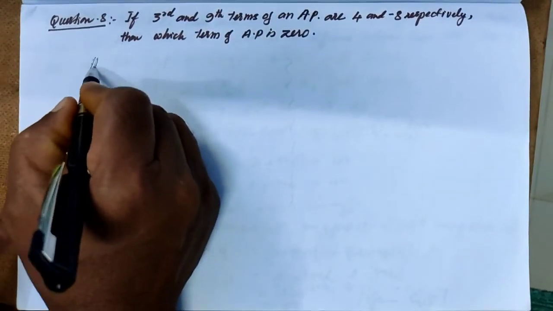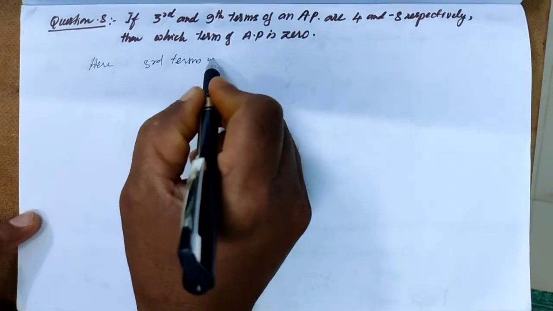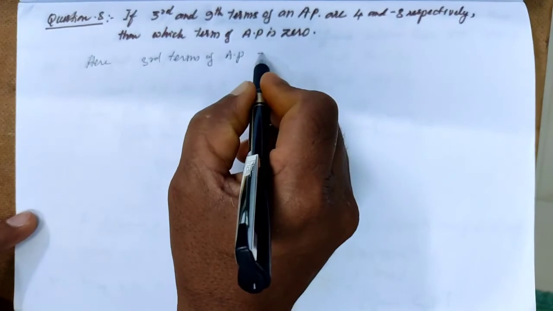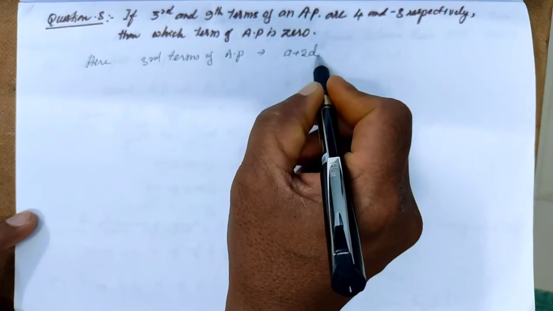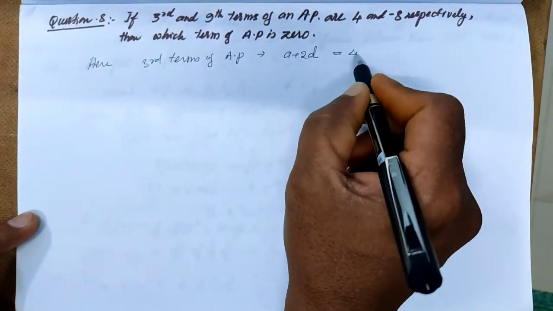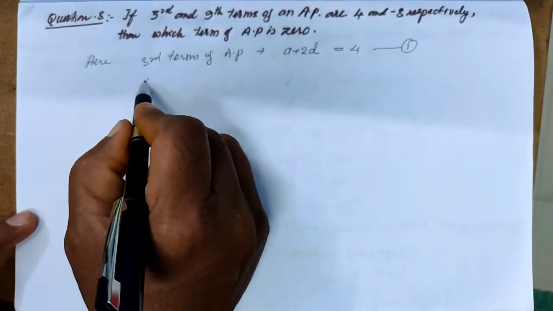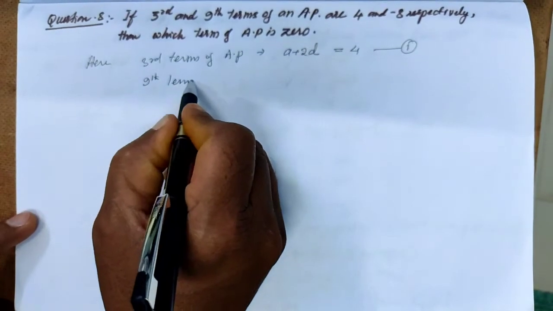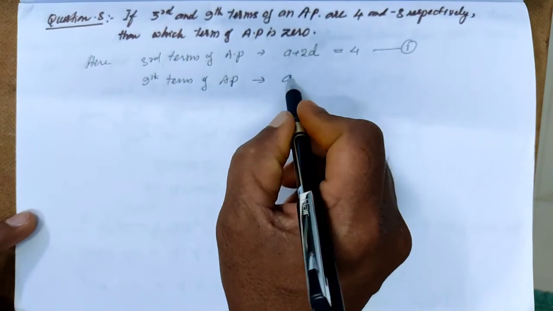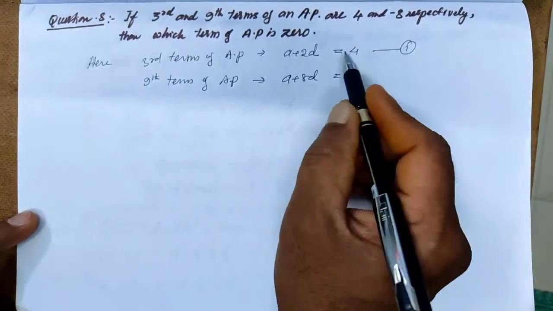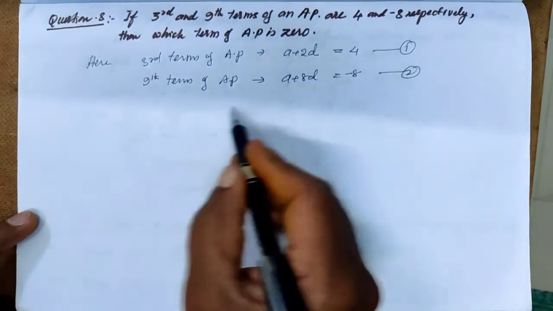So here, the third term of the arithmetic progression we can write as a plus 2d is equal to 4. Let it be equation 1. And the ninth term of the AP we can write as a plus 8d, that is, the ninth term is minus 8. So this is equation 2.